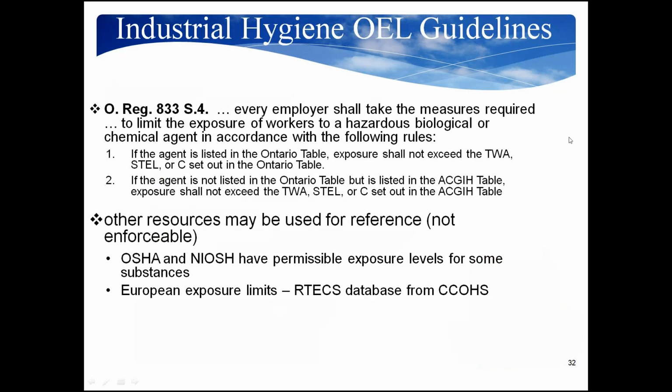The industrial hygiene guidelines state that every employer shall take the measures required to limit the exposure of workers to a hazardous biological or chemical agent in accordance with the following rules. If the agent is listed in the Ontario table, you cannot exceed the TWA, STEL or ceiling. If it's not listed there, then you need to consider the ACGIH table for those limits. And as stated previously, you might find other resources for reference, which would not be enforceable, from OSHA or NIOSH, for example.